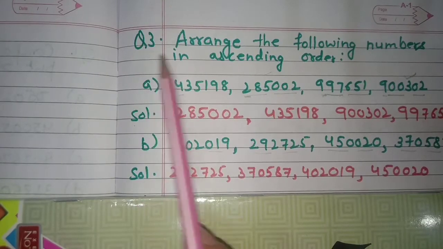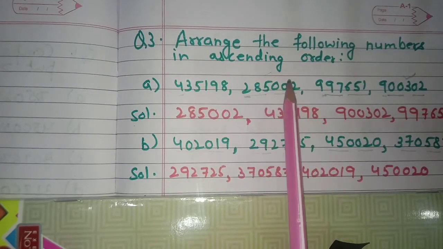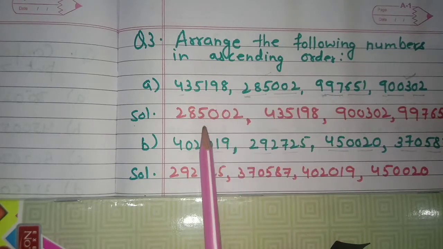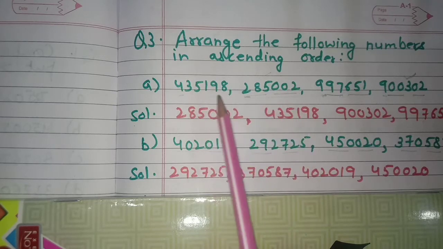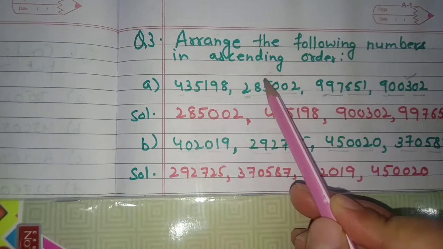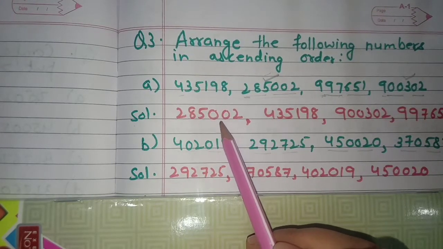Next is question number 3. Arrange the following numbers in ascending order. Now we have to arrange the given numbers in ascending order. Ascending means from smallest to biggest. So we have to identify which one is the smallest one. So here 2,85,002 is the smallest one. It will be written first.